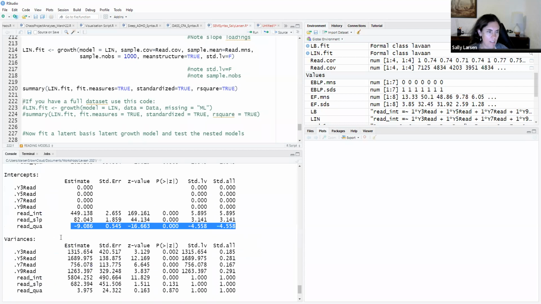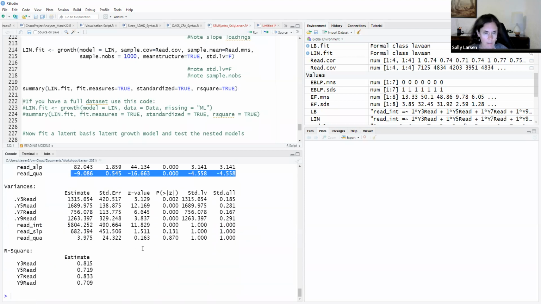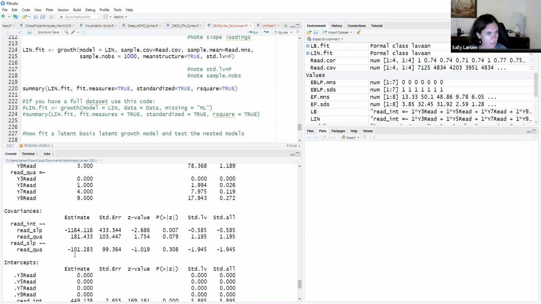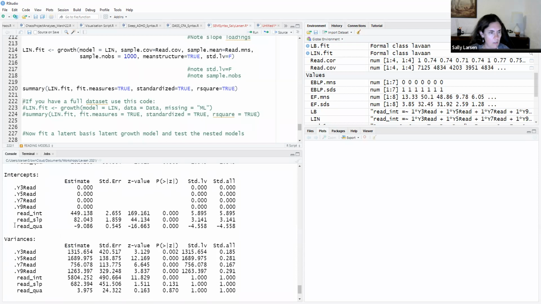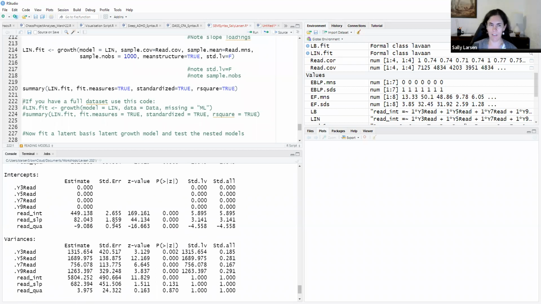Look at that. We got a negative intercept on our quadratic term. I'm looking for negative variances somewhere. Reading slope, no, that makes sense. Reading, that makes sense too. So it's potentially that intercept is negative and that doesn't make sense. So you can force the intercept of the quadratic term to be 0, but once you start doing that, it doesn't make sense. Why do you need a quadratic term if you're forcing parameters to be 0?